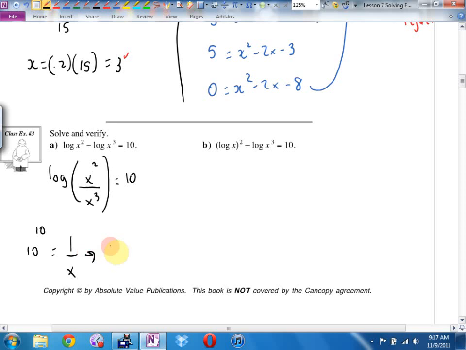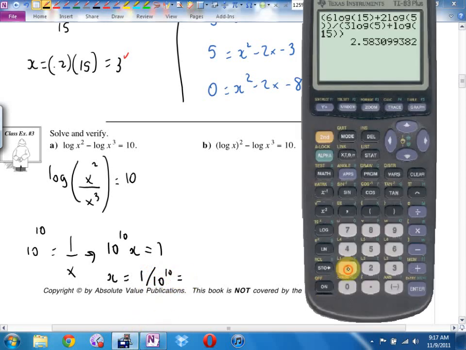How would I get the x by itself? Divide by 10 to the 10th. And I could write out the 10 with the 1 with 10 zeros, but 10 to the 10th is big. I'll just say x is 1 over 10 to the 10th, which is probably scientific notation. 1 divided by 10 to the 10th power. Yeah, it gives me an answer 1 times 10 to the negative 10, which is really what it is.